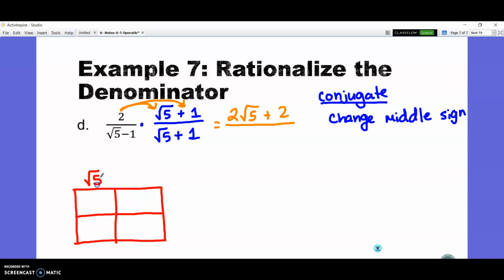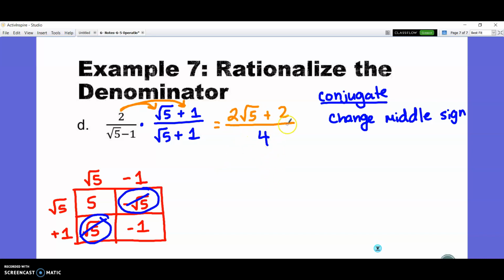So when I do the box method, you'll see I have the square root of 5 minus 1 and the square root of 5 plus 1. The square root of 5 times the square root of 5 is the square root of 25, which is just 5. Square root of 5 times negative 1 is negative square root of 5. Square root of 5 times positive 1 is positive square root of 5. And then 1 times negative 1 is negative 1. So the reason why we need to multiply by the conjugate is because these two now have the same index and the same radicand. A negative square root of 5 and a positive square root of 5 would eliminate. And all you're left with is the 5 minus 1. So that is just 4.